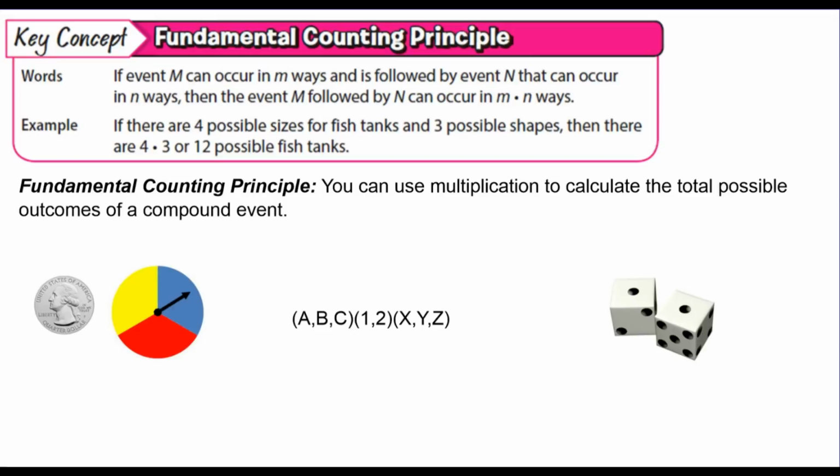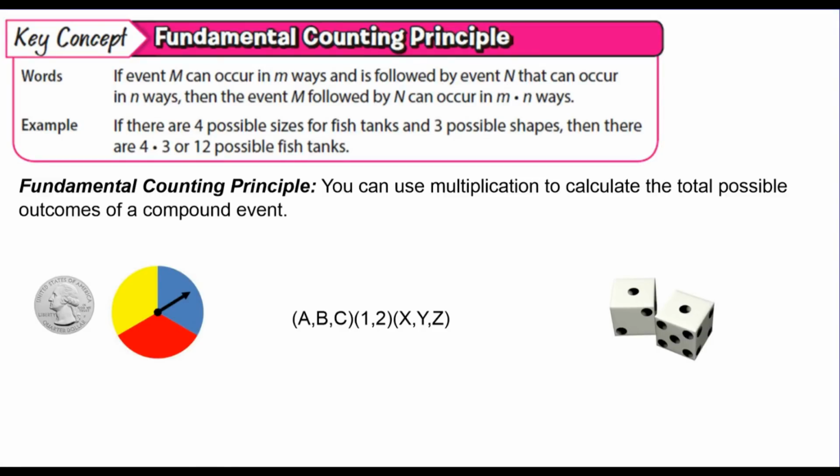And in words, it says if event M can occur in M ways and is followed by another event, N, that can occur in N ways, then the event M followed by N can occur in M times N ways. What? That sounds crazy. Well, basically, all you can do is just use multiplication. Multiply the total possible ways the simple events can occur together to get the total possible ways the compound event can occur.